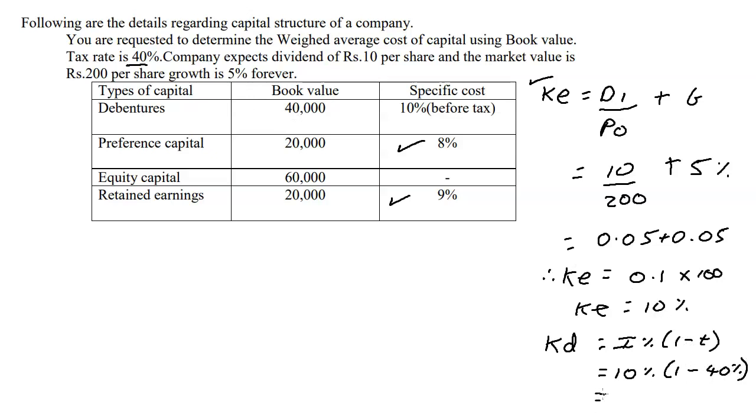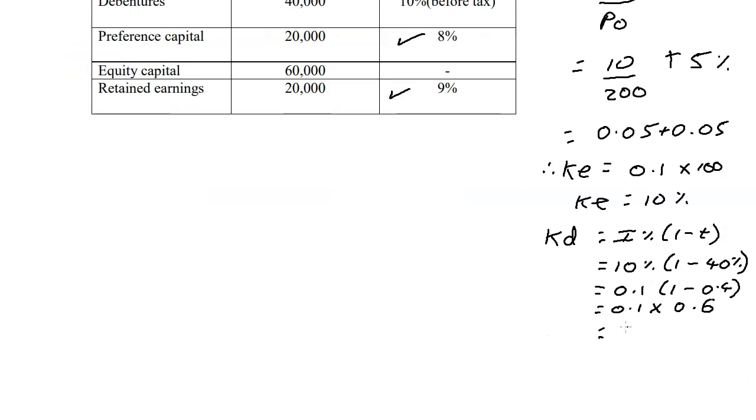Convert everybody into decimals. 10 upon 100 will give you 0.1. 1 minus 40 upon 100 will give you 0.6. Then 0.1 into 0.6, if you do it on the calculator, you should get 0.06. Therefore KD is equal to 0.06, and if we multiply it by 100, we get 6%.